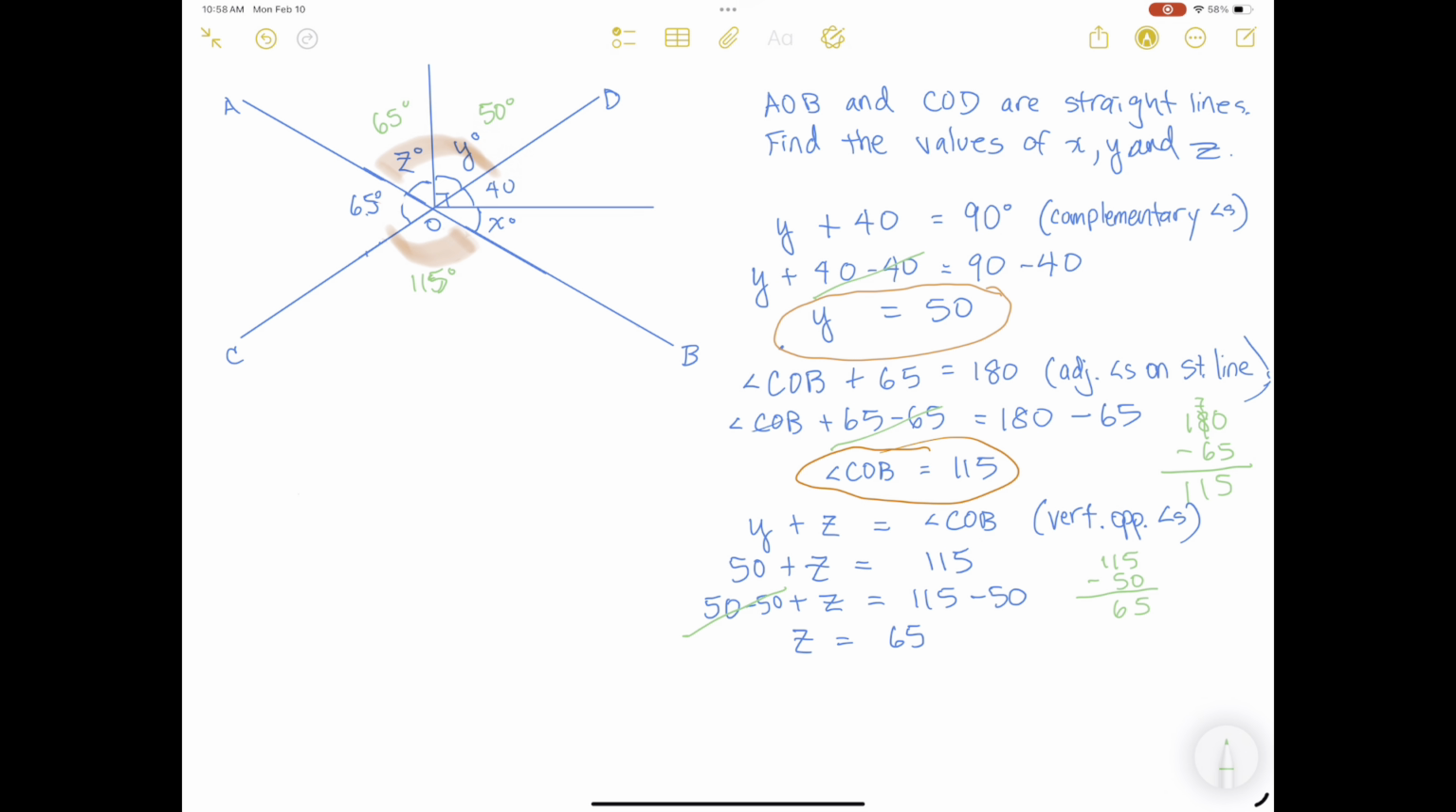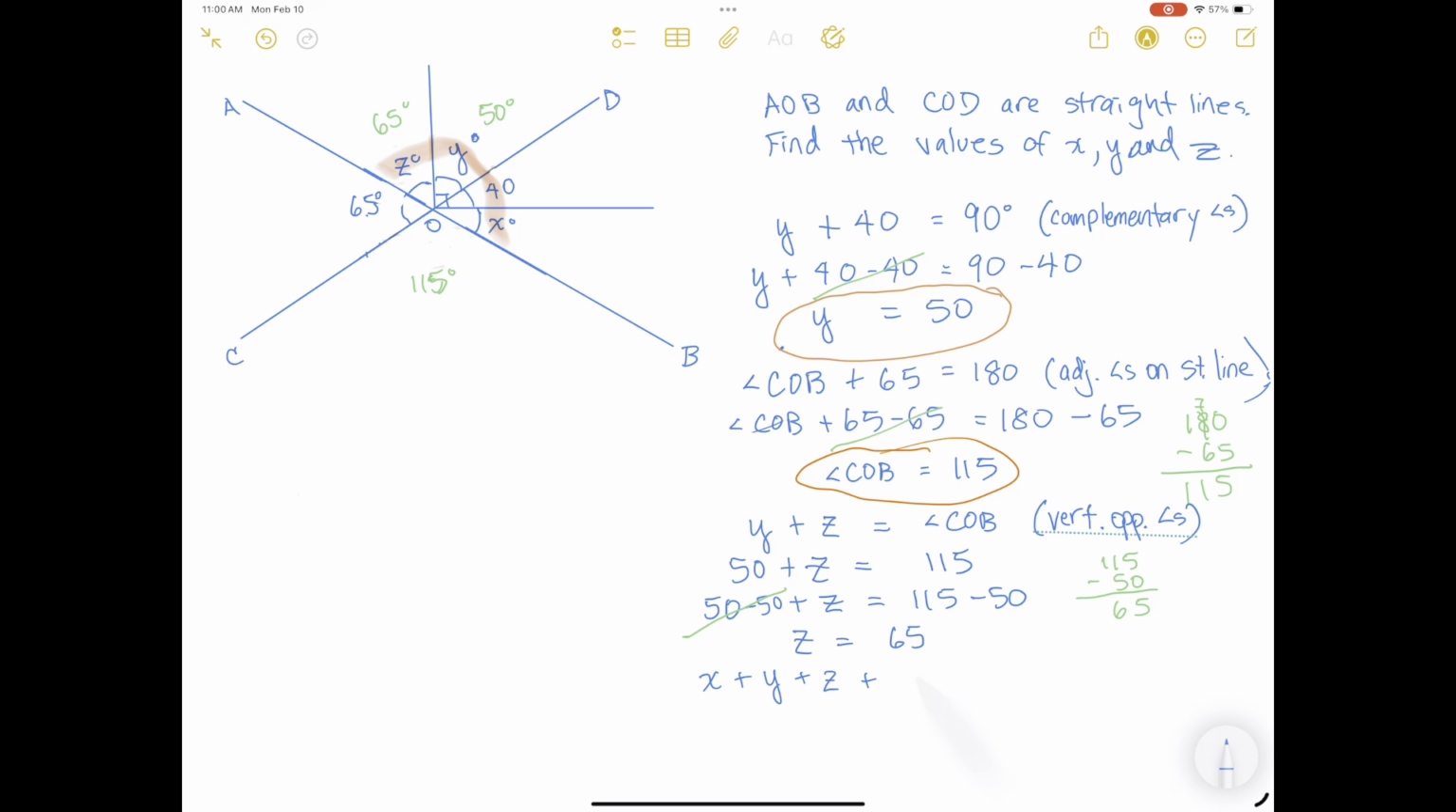Next, I need to solve for X. And I notice there are adjacent angles with X along the straight line of AOB. I highlight with the red marker to show you the adjacent angles on the straight line. Once again, we use the axiom, the sum of the adjacent angles on a straight line is 180.